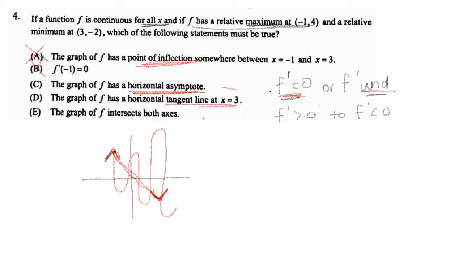But one thing, beyond a shadow of a doubt, that I know has to happen, that graph, since it's continuous, and we have that relative min and that relative max, we are probably going to have to intersect both of the axes. So I think number 4 should be E.